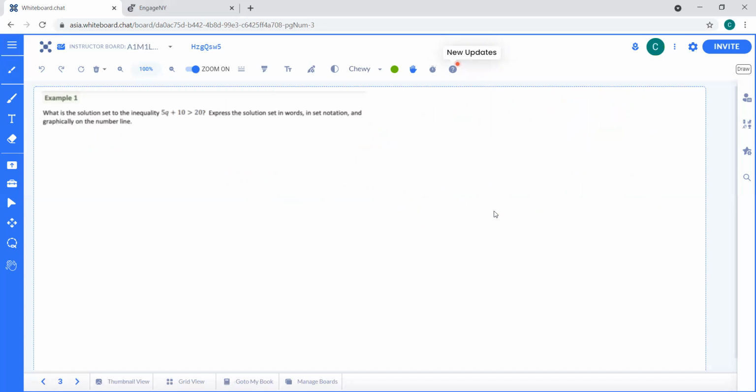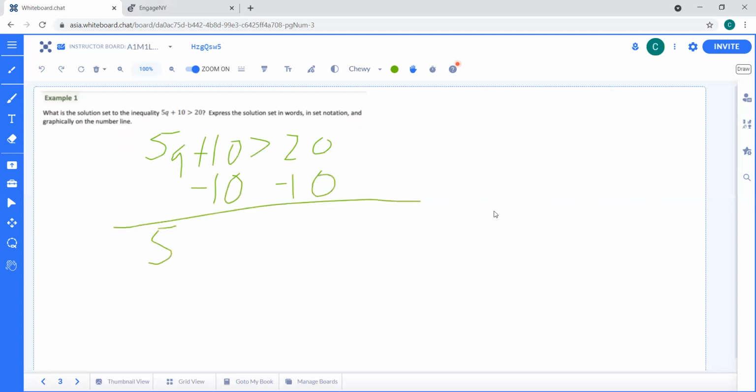What is the solution set to the inequality 5q plus 10 is greater than 20? Express the solution in words, in set notation, and graphically on a number line. All right, well, let's just solve. 5q plus 10 greater than 20. Let's subtract 10. 5q, that cancels, greater than 10. Now divide by 5. q greater than 2. There's your answer.